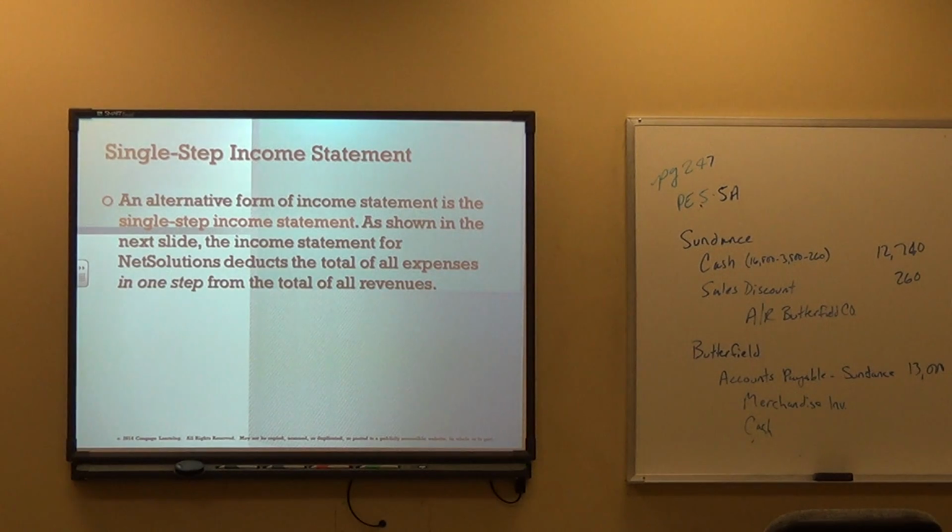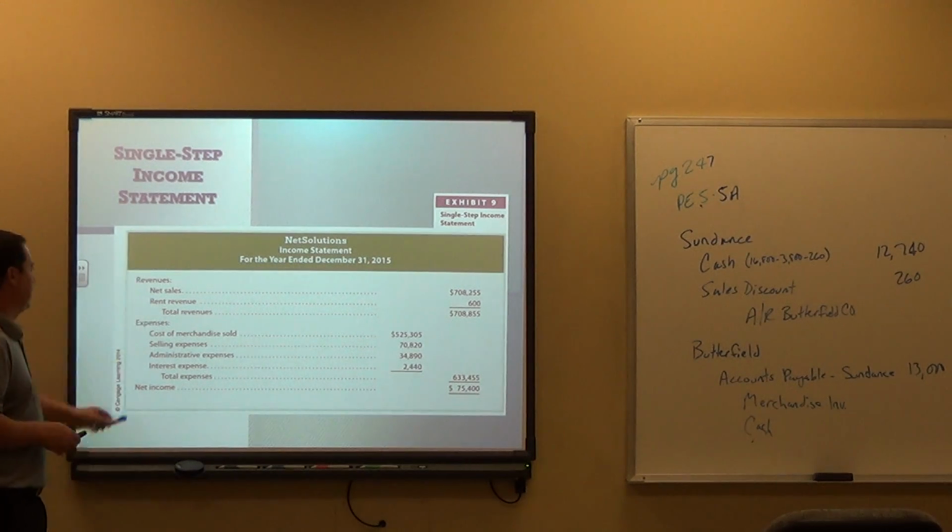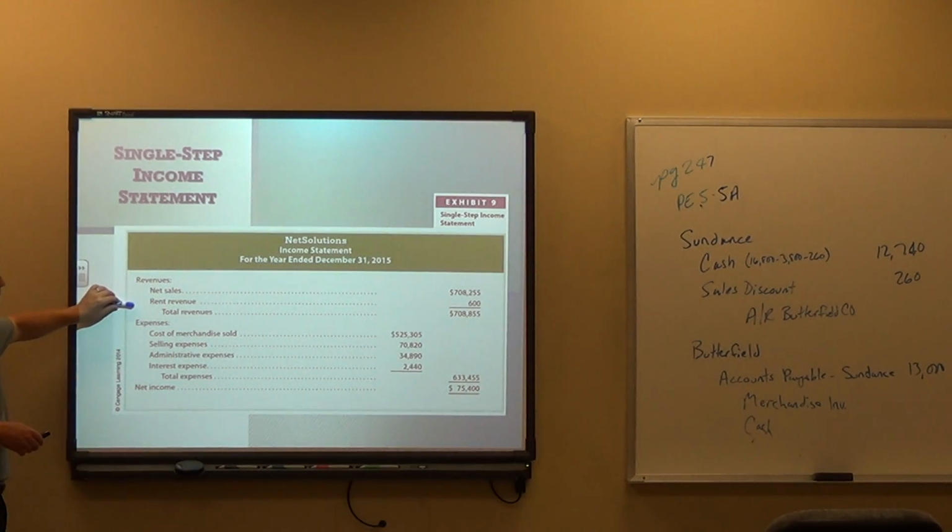All right, an alternative form of the income statement is the single-step income statement, and this is shown in the next slide. So we'll take a look at this one, where it deducts the total of all expenses in one step from the total of all revenues. And so this obviously makes it a little easier. This is a single step, very simple. These are all our revenues. These are all expenses, but they're combined and bunched together, as you can see there.